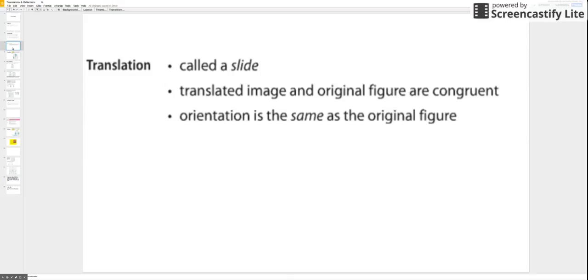It is when a translated image and an original figure are congruent. So you basically just take one image called a pre-image and you slide it, and then your new image is called the image. Okay, and your orientation is the same as the original figure. That means that if the figure is on its side in the original image, it's going to be on its side in the new image. We'll get to talking a little bit more about what orientation is.